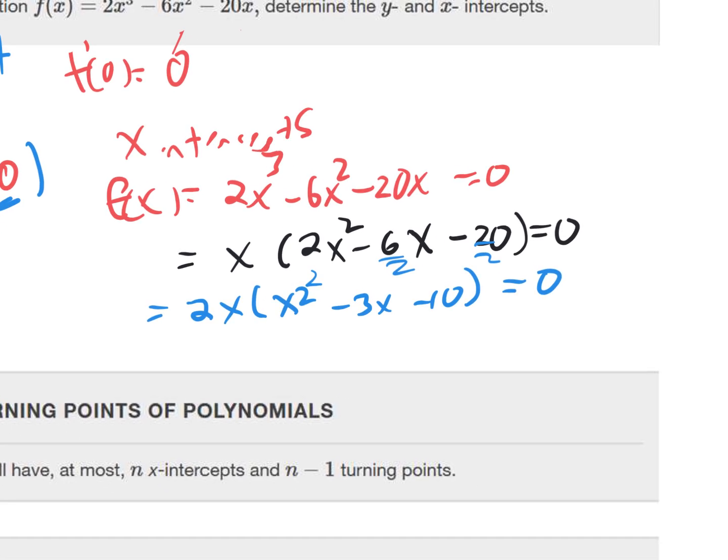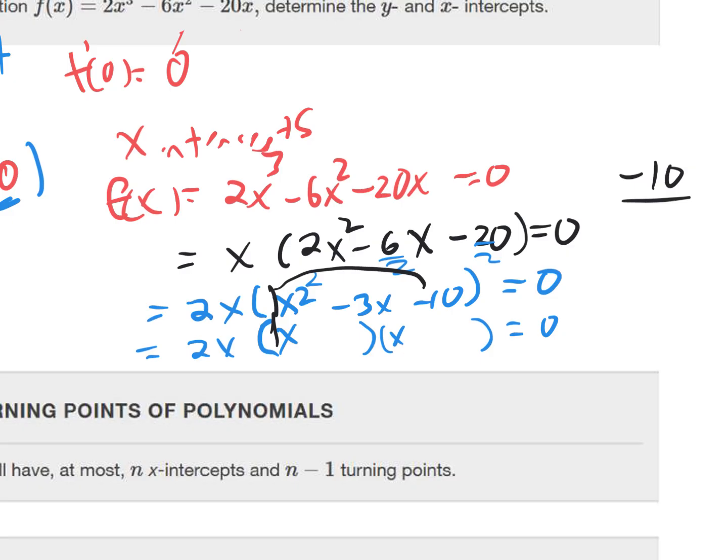Okay, so how am I going to factor that? I still have a 2x. Here's what I do. I know I'm going to have two things. I know I'm going to have an x and an x. The problem is, what do I put with the x? I have a 1 here times the negative 10. That's a negative 10. What two numbers multiply to get a negative 10?